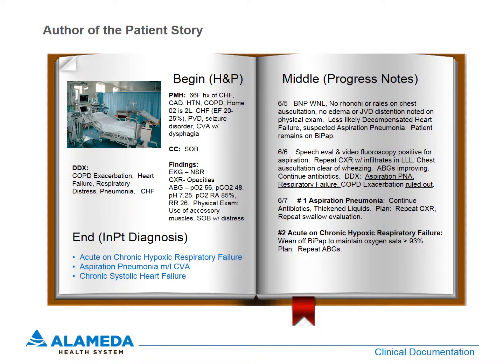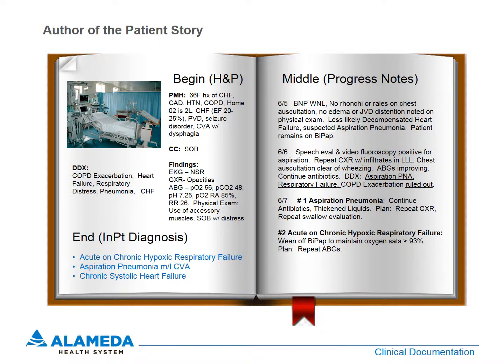The next day, you're going to write them as an actual problem list, and you need to address each individual diagnosis as a different problem. So on the third or fourth day, your number one problem is aspiration pneumonia. You write your plan: you're continuing antibiotics, using thickened liquids. You're going to repeat your chest x-ray and repeat a swallow eval. Your second problem on the problem list is acute on chronic hypoxic respiratory failure. Your plan is to wean off the BiPAP, maintain oxygen sats over 93%, and repeat ABGs.